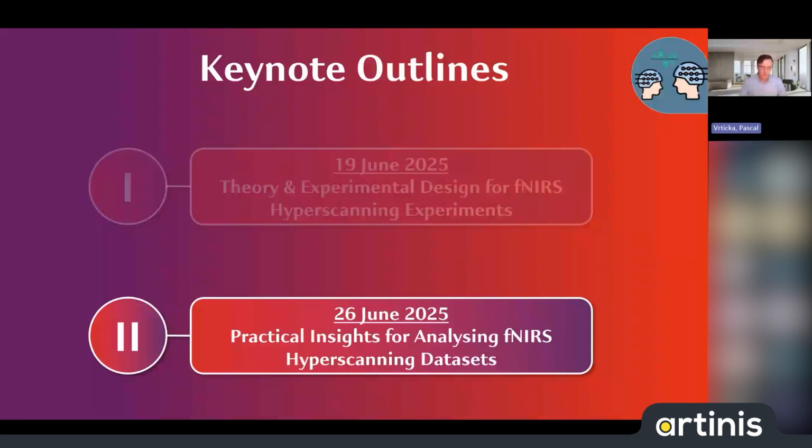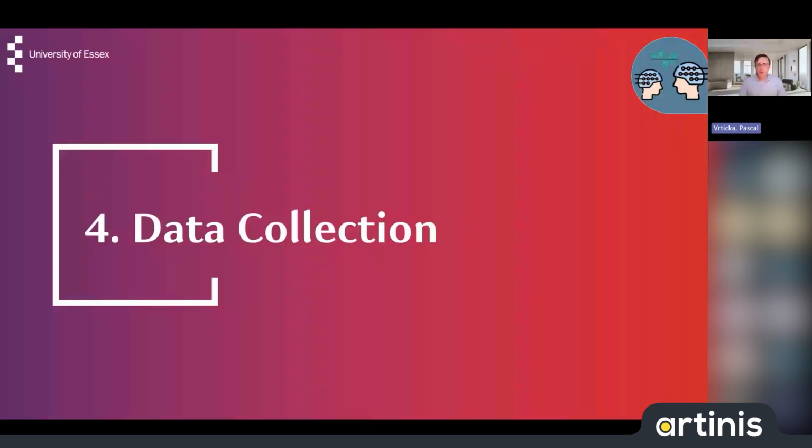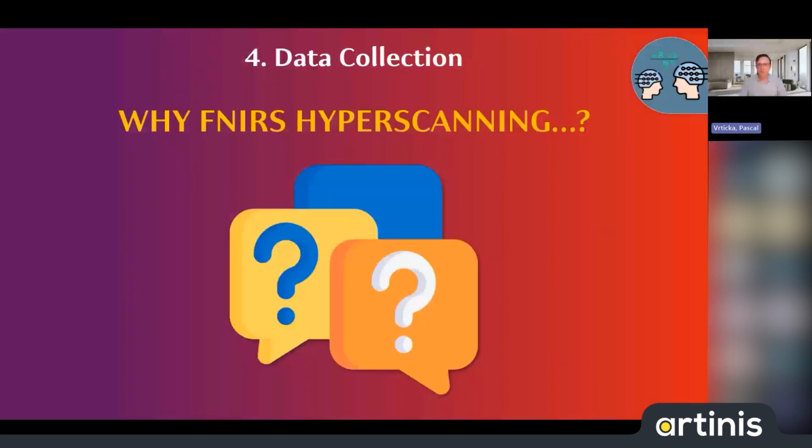So after talking about the general principles of fNIRS, what the role of interpersonal neural synchrony might be, and looking at designing a good fNIRS hyperscanning study, we will now turn to data collection and data analysis. When we are collecting data, there are a few things that we could or should take into consideration. Some of them are rather basic, and I'll cover them very quickly because they have probably already been mentioned in some other lectures as part of this summer school.